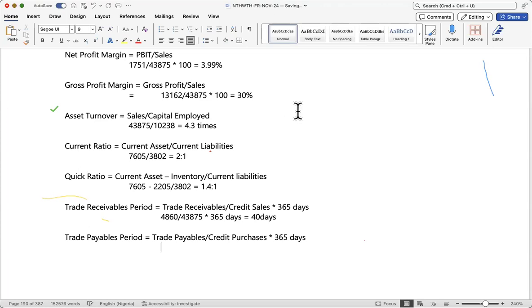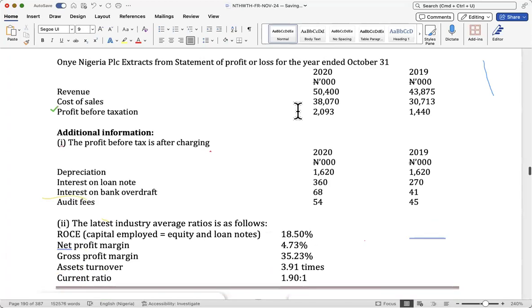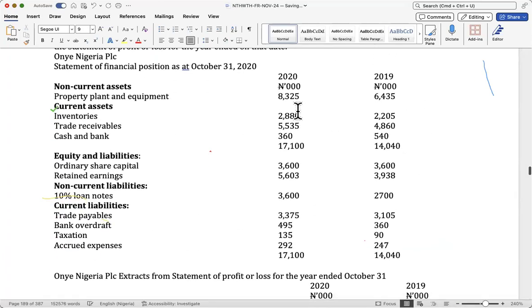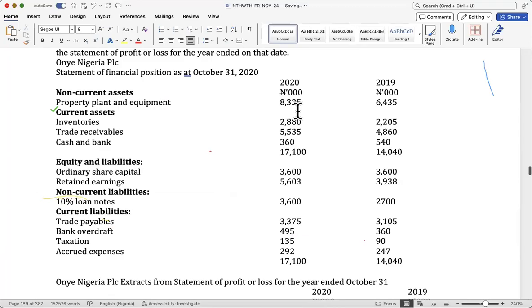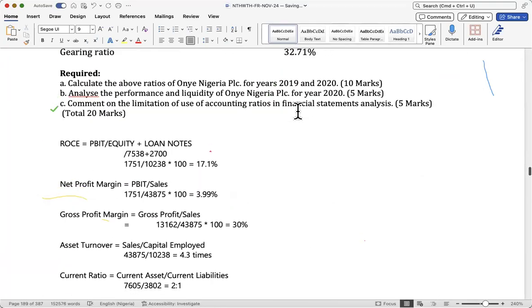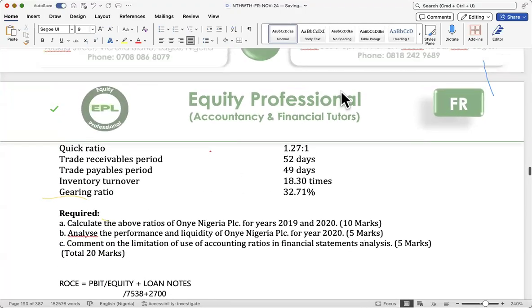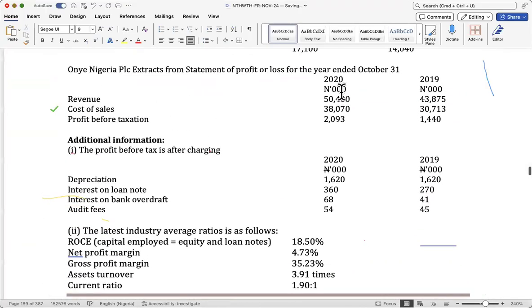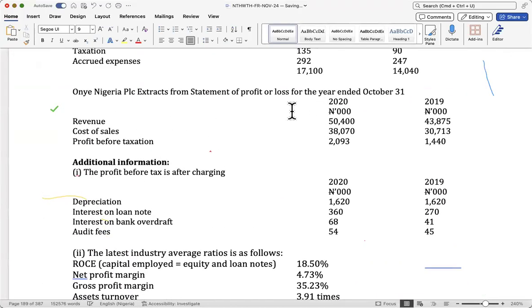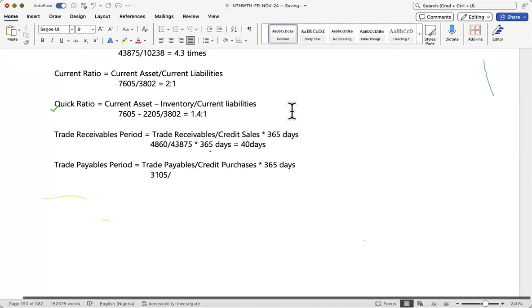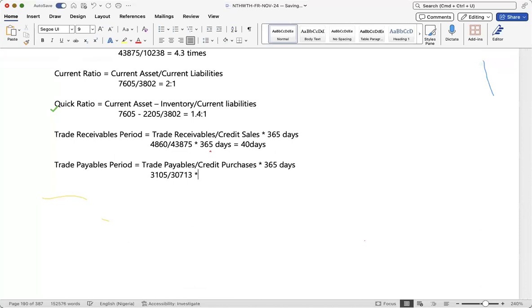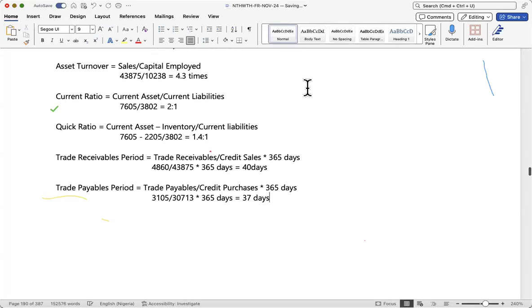So let's get our trade payables first. What's our trade payables? Trade payables 3105, divided by. What's my credit purchases? We're using cost of sales, right? 3713. That gives 36.9, which is 37 days.